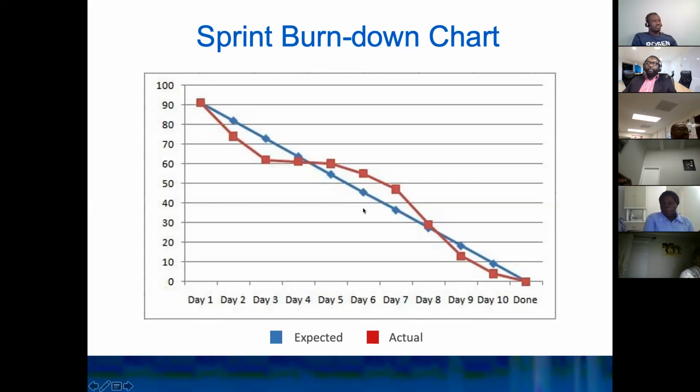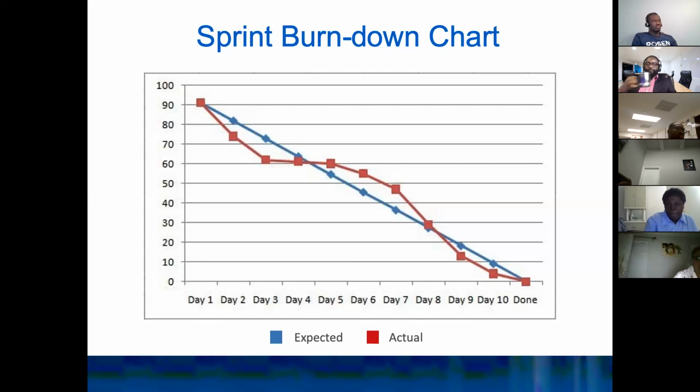For example, let me ask you this question. Looking at the graphs, who can show me when during the sprint the dev team was actually moving faster and when they were late, basically, moving slower? So when were they ahead and when were they behind? Looking at this graph.